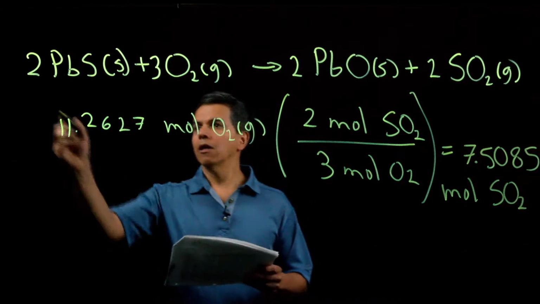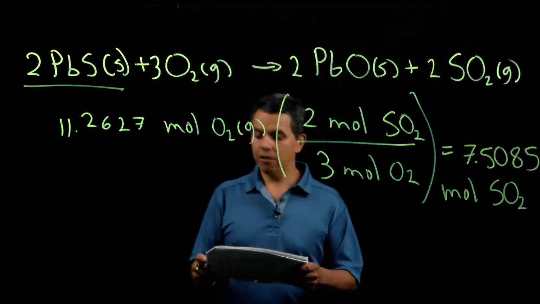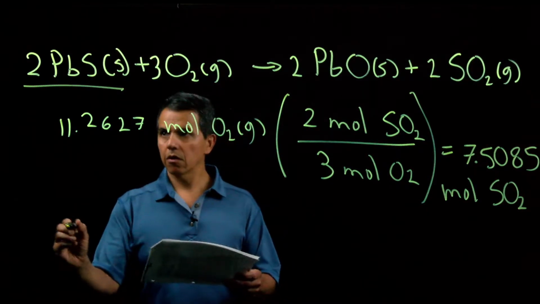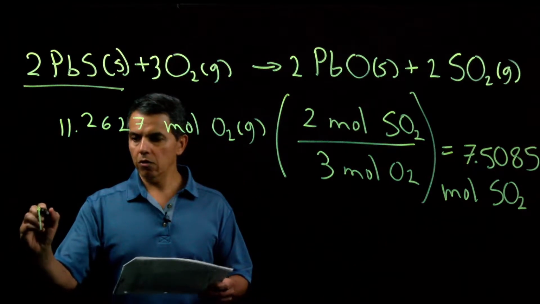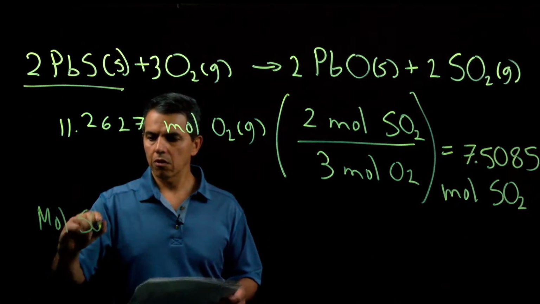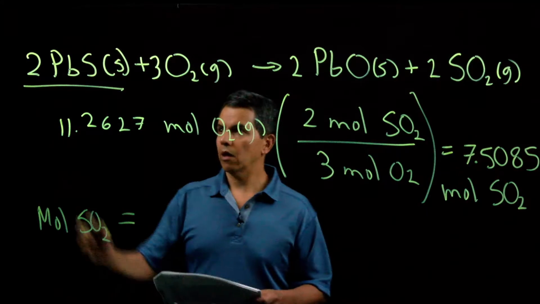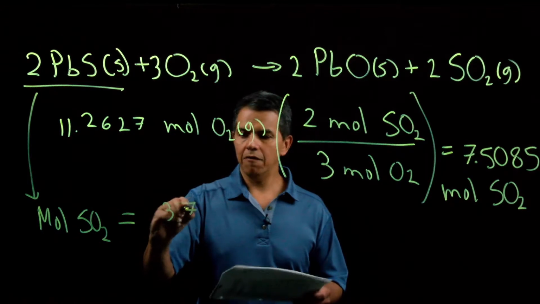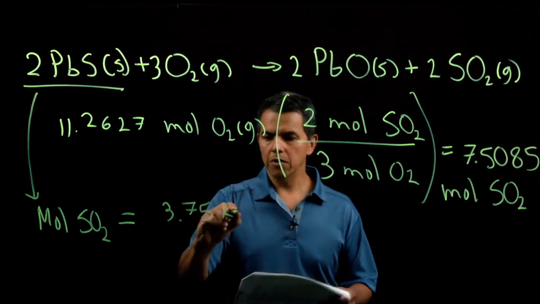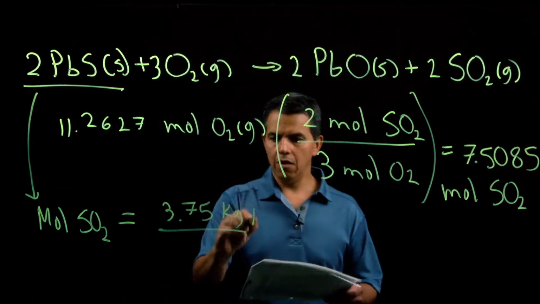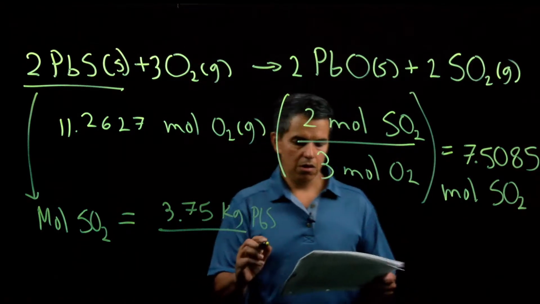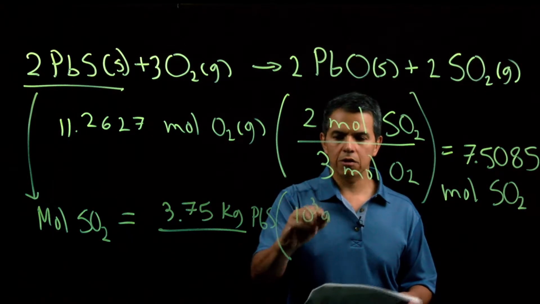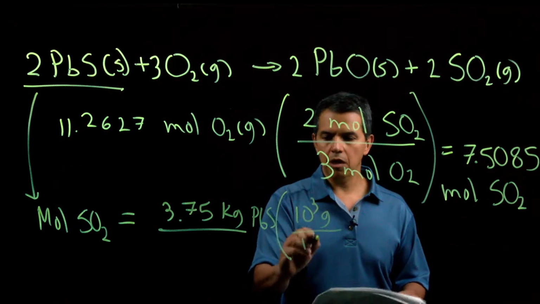So now we need to find out what would be the number of moles of SO2 if we consider lead sulfide as the reactant. So moles of SO2, again we are taking this as the reactant. We have 3.75 kilograms of lead sulfide. We're going to change kilograms to grams. So the factor is 1,000 grams per kilogram.